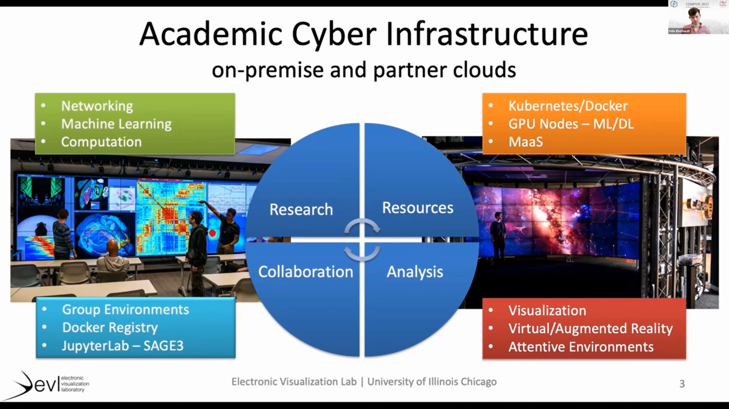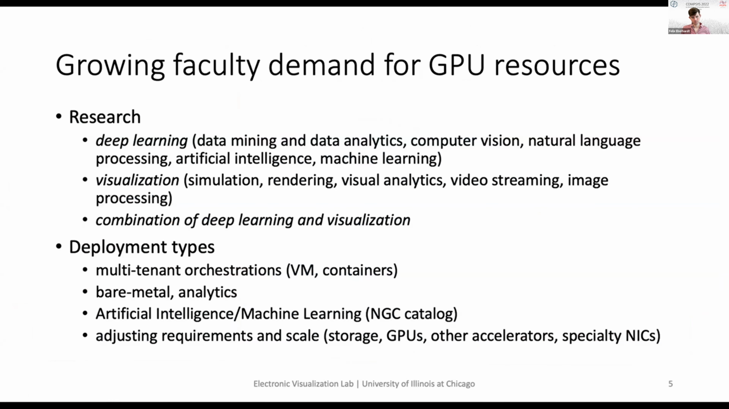Our collaborative nature and working with art and medicine and engineering provides us a perfect centralized location to deploy new cyber infrastructure. We see a growing demand among our faculty for GPU resources on campus. And so the research includes deep learning, but also visualization and a combination of those two. We're seeing a demand for different deployment types.